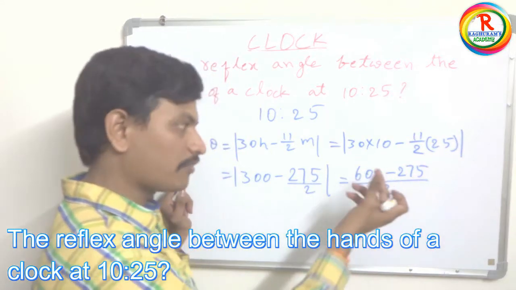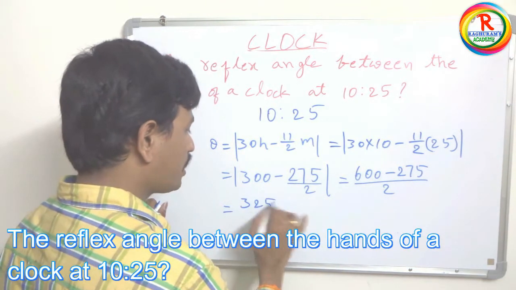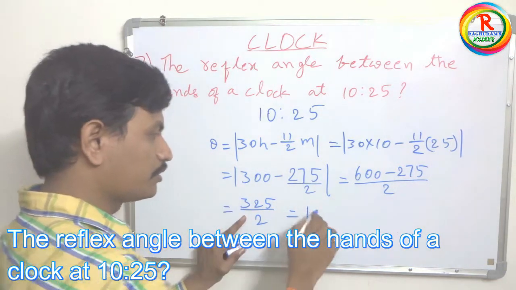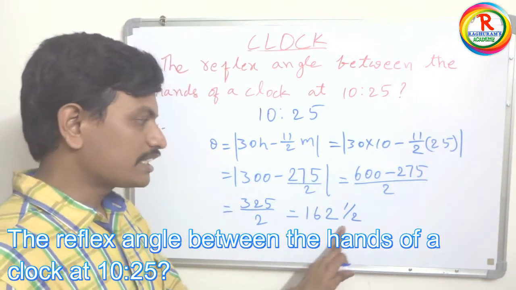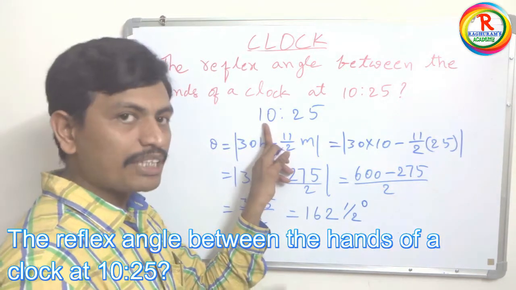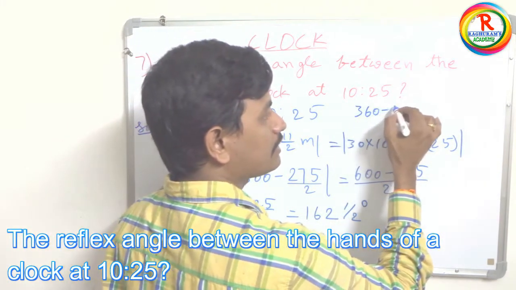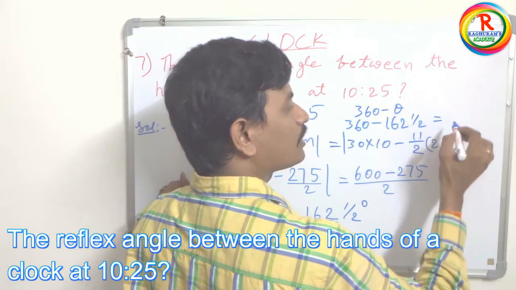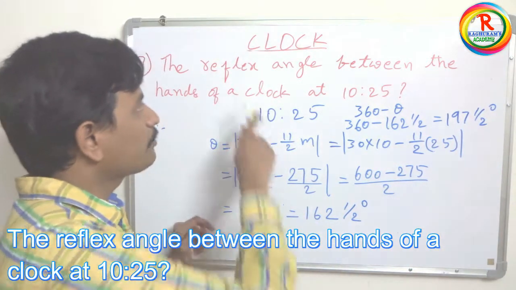I am removing the modulus because we definitely get a positive. 600 minus 275, what is the subtraction? 325 by 2. So what is 325 by 2? 1, 2 ones are 2, 2 sixes are 12, 2 twos are 4, and 0.5 or half. 162.5, that is 162 1 by 2 degrees is the angle between the minute hand and hour hand at 10:25, but we need the reflex angle. What's the reflex angle? 360 minus theta, that is 360 minus 162 and a half. What's the answer? 197.5 degrees.